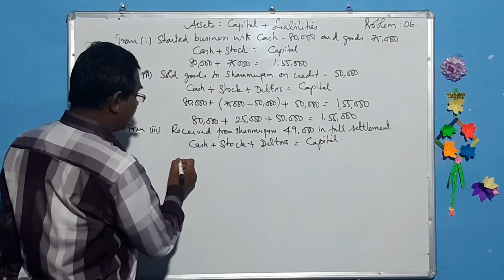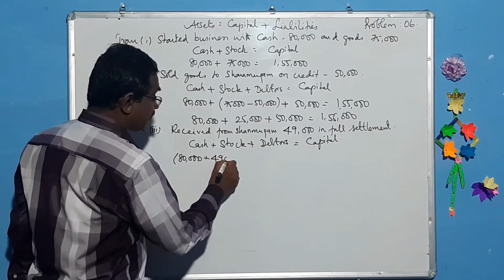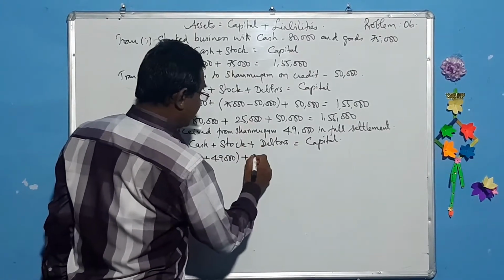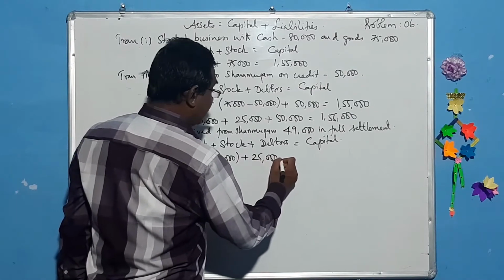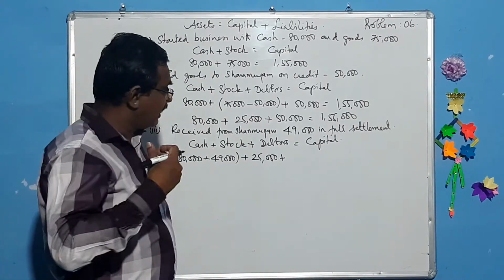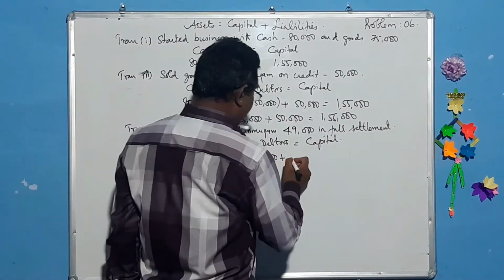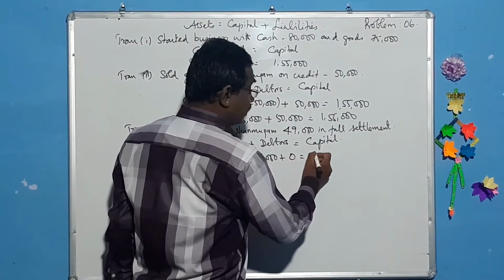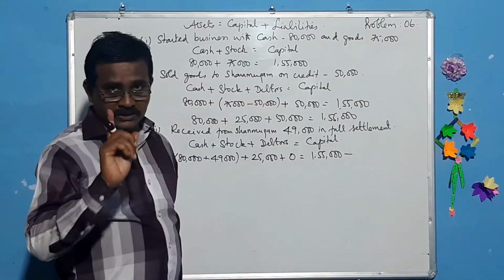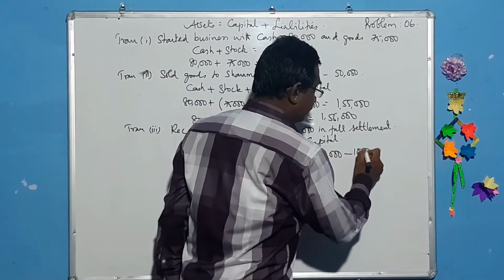Now let us come to cash. There will be a change in cash. He has given 49,000. That should be added. Stock, there will not be any change. That remains the same. Debtors. Remember, he has given 49,000, but the whole thing will be subtracted because hereafter he is not going to give any amount. So debtors will remain 0 is equal to capital. What is that amount? 1,55,000. There is a discount of 1,000. It is a loss. That loss should be subtracted from the capital. That is 1,000 should be subtracted.